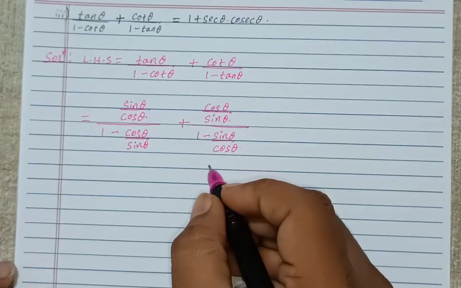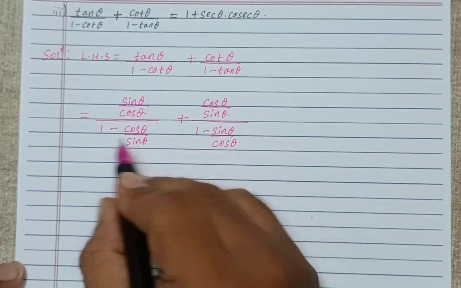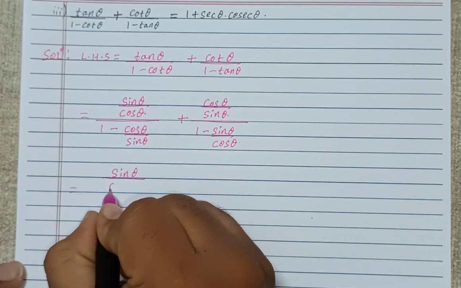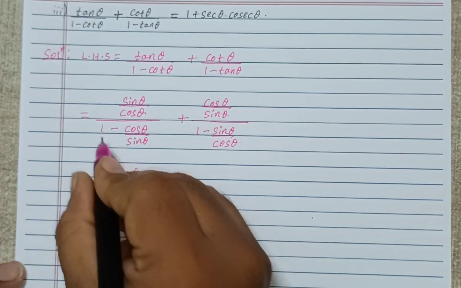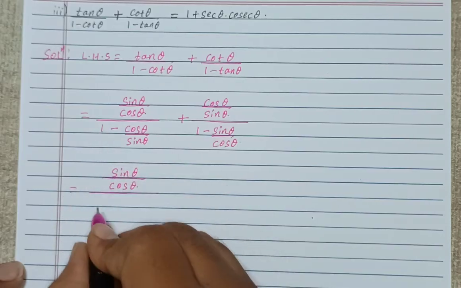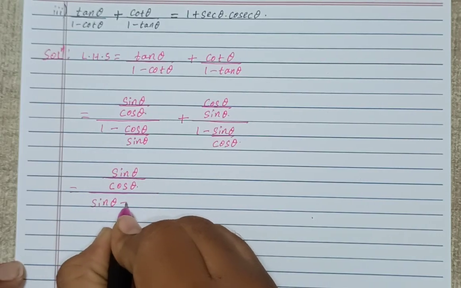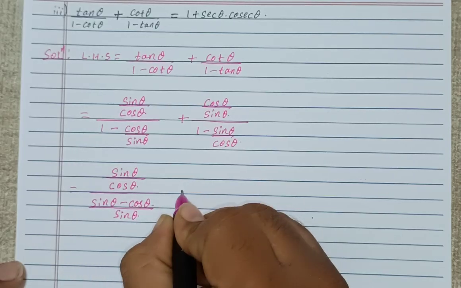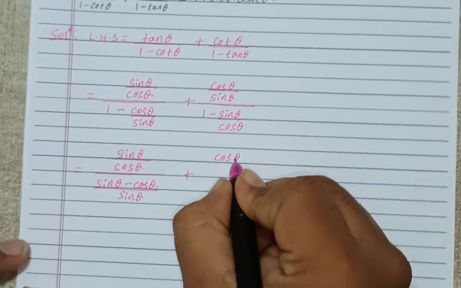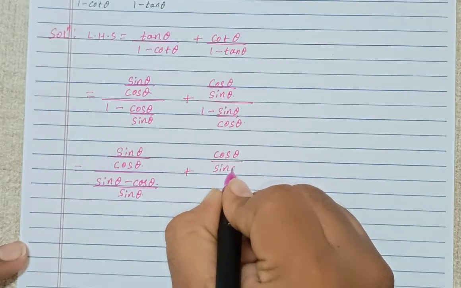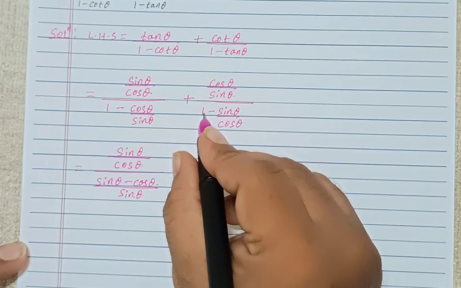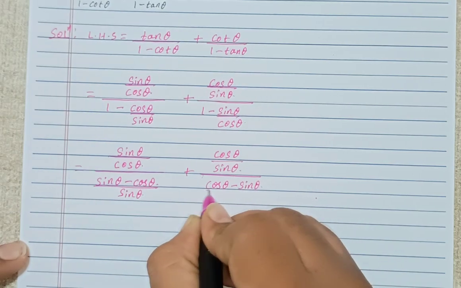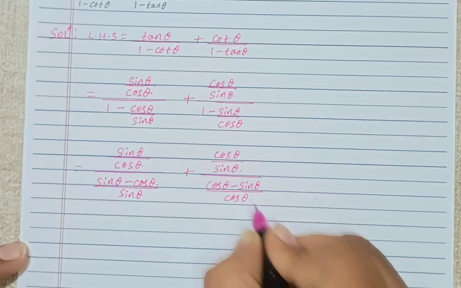Okay. Now, by taking the LCM on both sides: sin theta by cos theta, divided by (sin theta minus cos theta) by sin theta, plus cos theta by sin theta, divided by (cos theta minus sin theta) by cos theta.